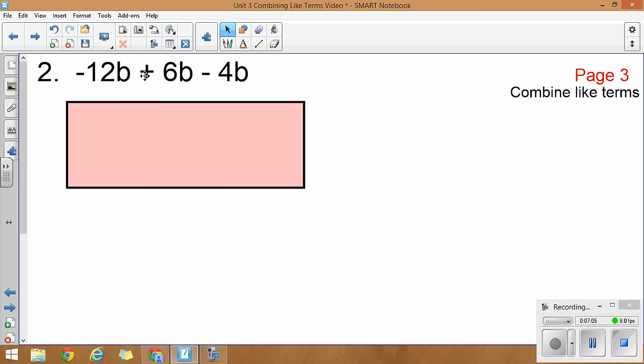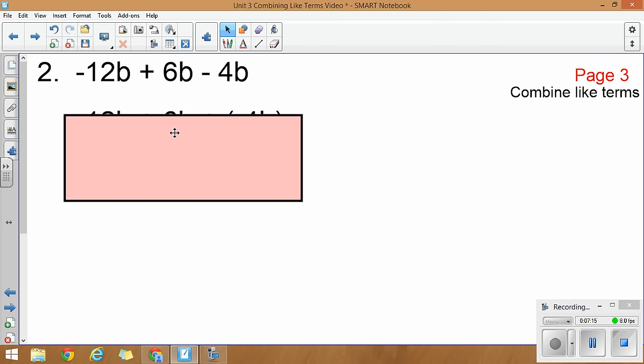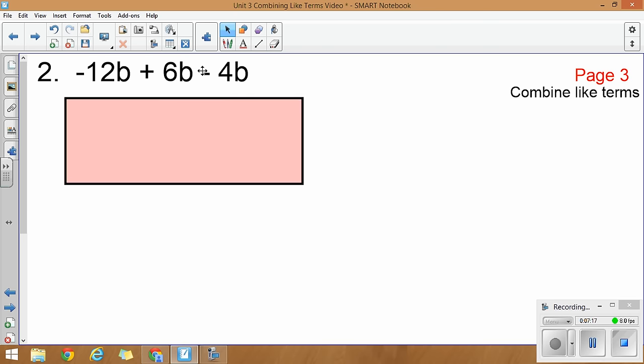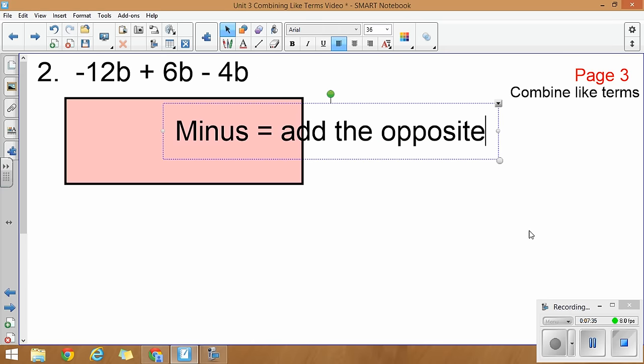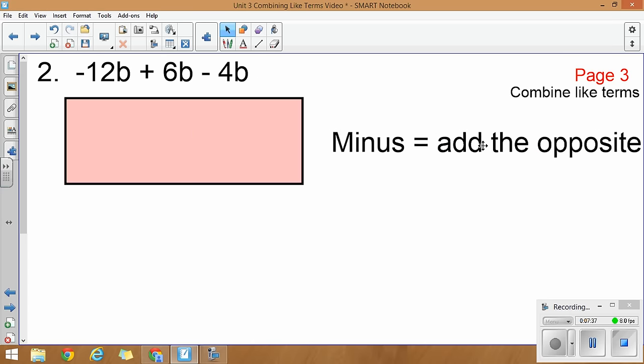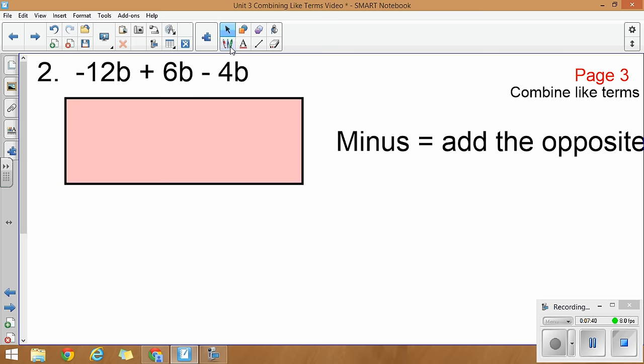Next, I have negative 12b plus 6b minus 4b. Okay? Please make sure you're copying this down in your notes. Once again, pause wherever you feel necessary. The first thing I'm going to do is, you see this minus? As you remember from chapter 1, minus means to add the opposite. So minus equals add the opposite. So I'm going to rewrite that minus sign, making this a plus.